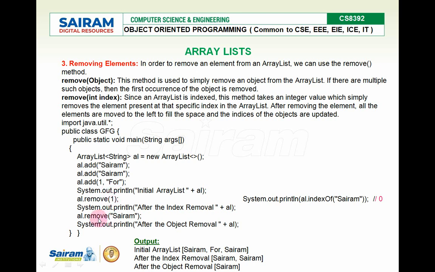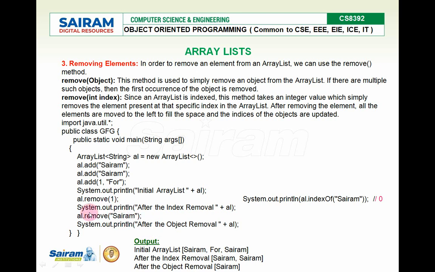Otherwise, you can remove by the element name itself, so you can remove Sairam. From the left, the first Sairam will be removed. Far was inserted in between the Sairams, and thereafter I'm removing far. So far is removed, and I'll have only two Sairams, and thereafter I'm removing Sairam, so the first Sairam is removed from the left.